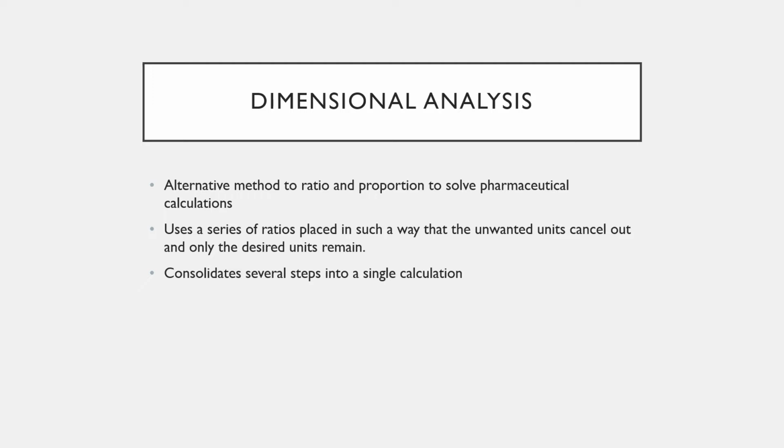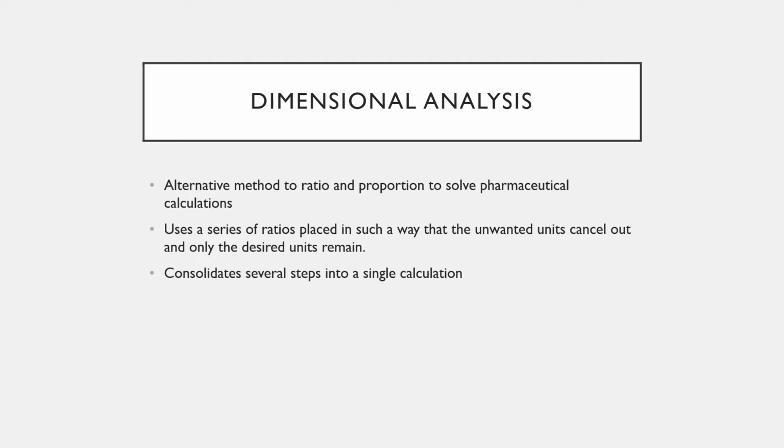In my previous video, I talked about ratio and proportion and how it can be used in dosage calculations. Dimensional analysis is an alternative method to ratio and proportion. If you are interested in learning more about ratio and proportion, I'll add the link for that video in the description box.